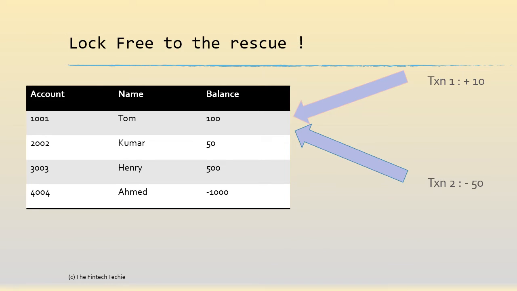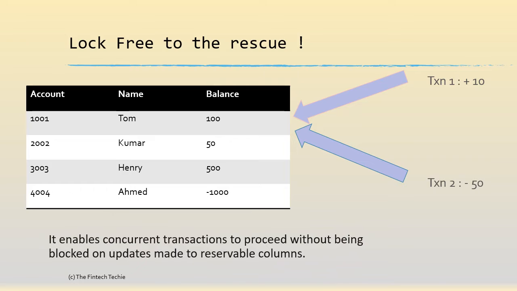This is where the new feature of 23C, the next long-term release of Oracle, comes into play. In a similar scenario, lock-free reservation enables concurrent transactions to proceed without being blocked on updates made to reservable columns. Now, what exactly is a reservable column and how do we achieve this?